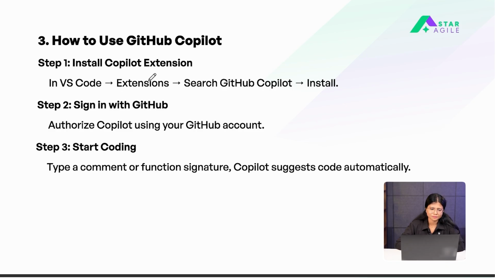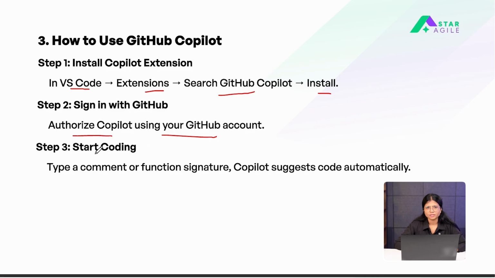GitHub Copilot is an extension. If you are in VS Code, you have to go to VS Code, search in the extensions, and then go with GitHub Copilot and install it. And we also have something called authorizing Copilot using your GitHub account.